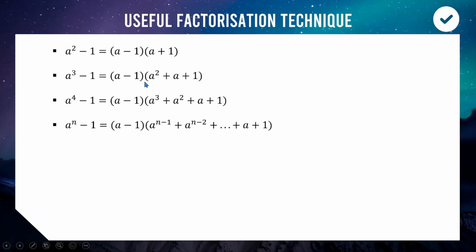Okay, this is really useful because this is what our equations look like when we're solving roots of unity, because we have a power equal to 1. If you bring it across, you have minus 1, and you can apply this technique to factorize pretty quickly and use some algebraic results, which you'll see shortly.